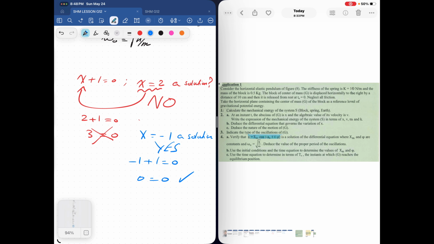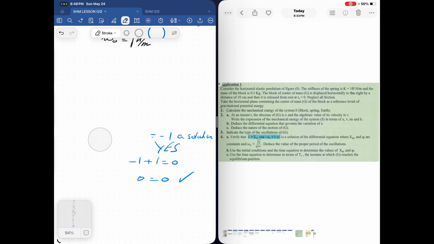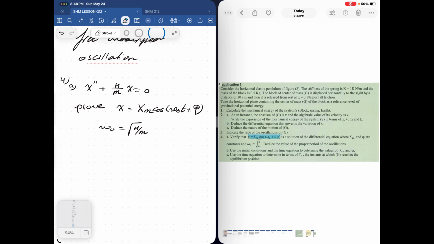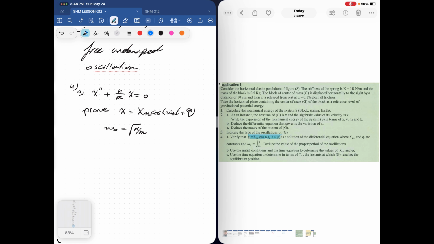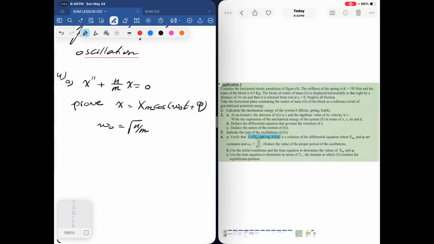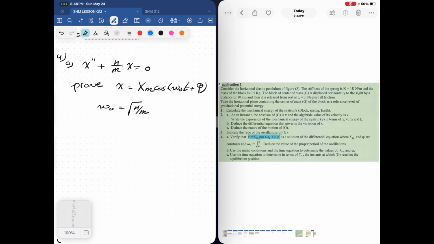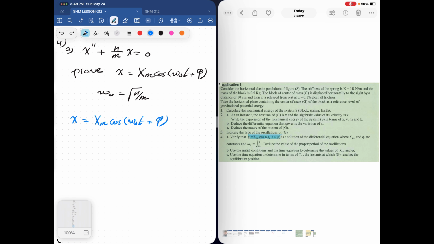The exact same logic follows here by us doing the following. We substitute the given solution inside the differential equation, and we should get 0 is equal to 0. For this, we already have that x is equal to xm cosine w0t plus phi, this is what we want to prove is a solution. In the differential equation, we need to substitute x double prime. And so we have to find x double prime before substituting it in the equation. x double prime is found by deriving x twice.